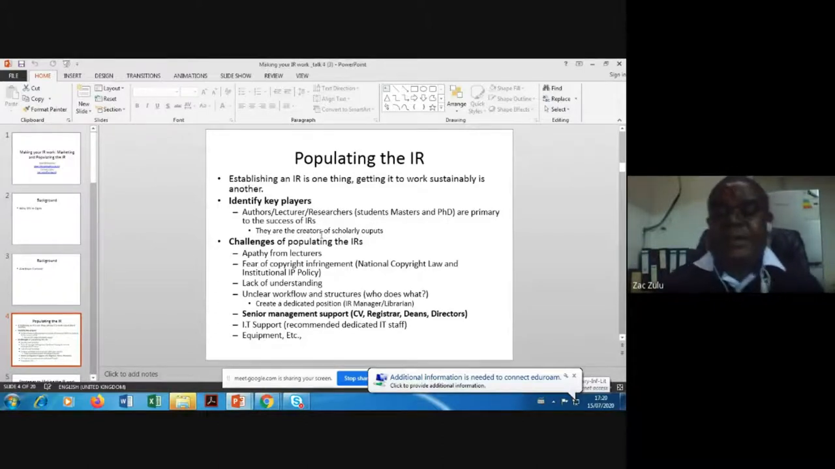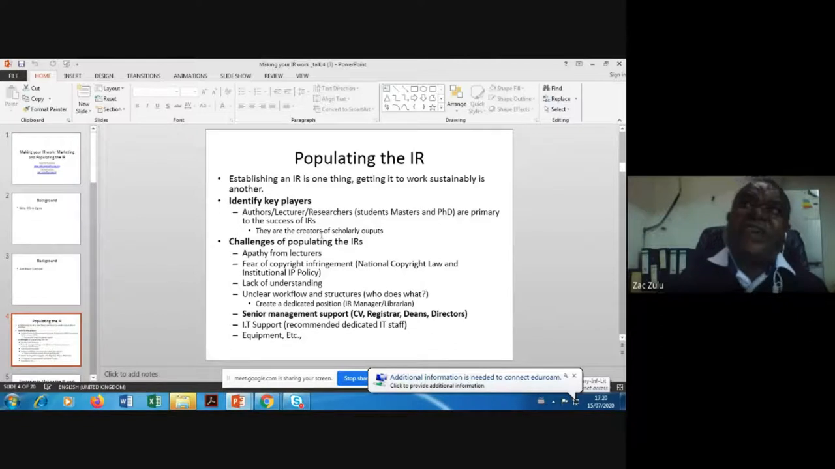Okay. Some of the challenges we've discovered in populating our IR, which you might encounter, have mostly been to do with apathy in the first instance. If you look at the master's and the PhD dissertations, that one is mandatory. Before you graduate, you have to submit a hard copy to DGRS, the Directorate of Graduate and Research Studies, and a soft copy is mandatory. You have to submit those. So for the theses and dissertations, we are up to date.